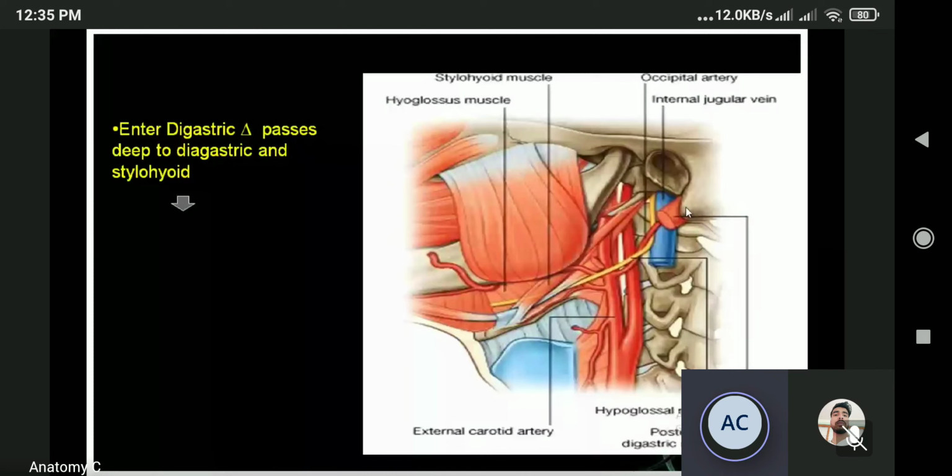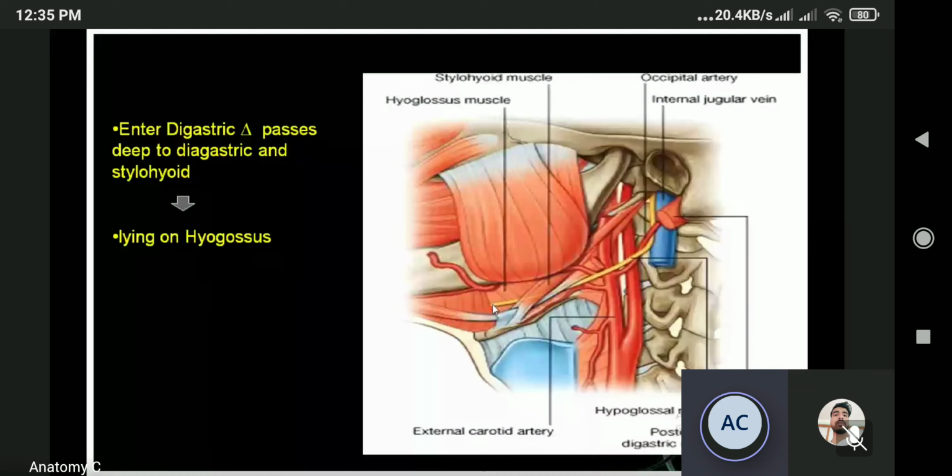And next, similarly over here we have the styloid. So this is the posterior belly, the curved portion of the posterior belly of the digastric. So deep to the posterior belly of the digastric and the styloid, the hypoglossal nerve will be running. Then it will lie on the hyoglossus muscle. This is the hyoglossus muscle.